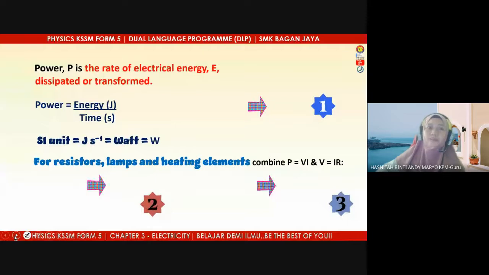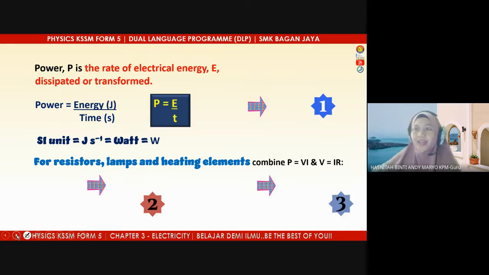Okay, then what does power refer to? What is power, students? Power is defined as the rate of electrical energy transfer, or the rate of electrical energy dissipated, or the rate of electrical energy transformed into another energy when the electrical devices are in use. So this is the equation: power equals energy divided by time, a rate of energy. P is power, E is the energy, T is the time.